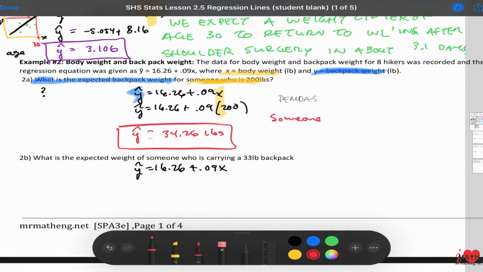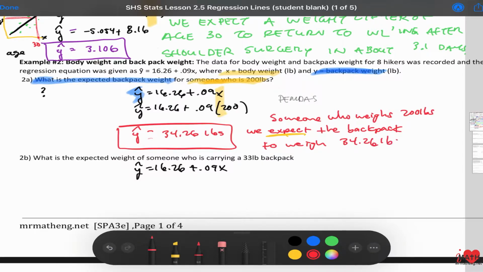Someone who weighs 200 pounds. Remember, in statistics, we're using these words that are not certain. So we can say someone who weighs 200 pounds, we expect, remember it's not 100% certain, the backpack to weigh 34.26 pounds. Okay?